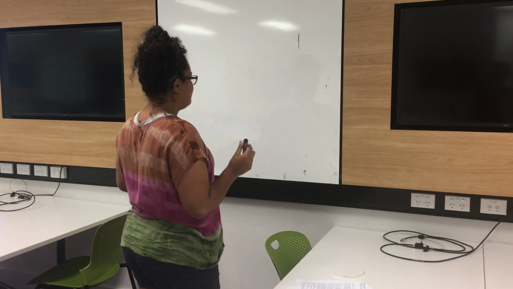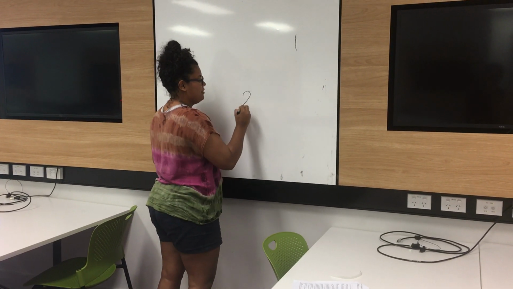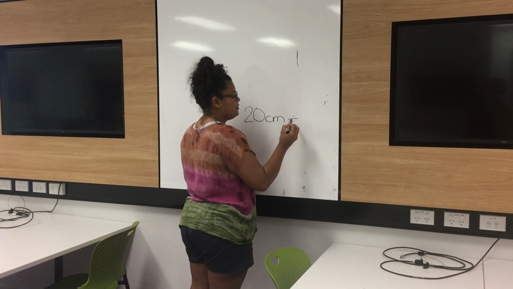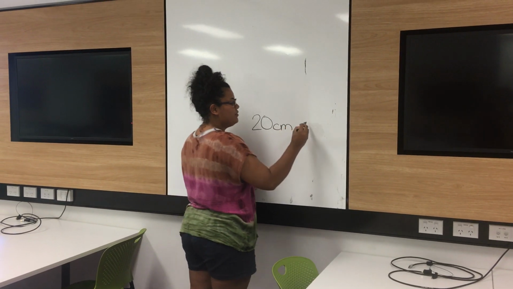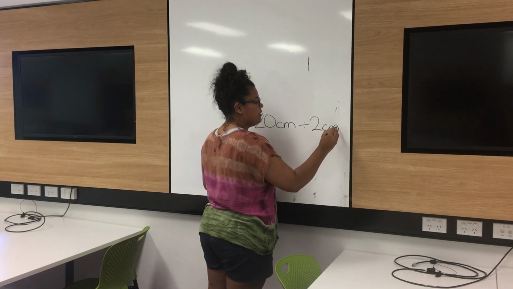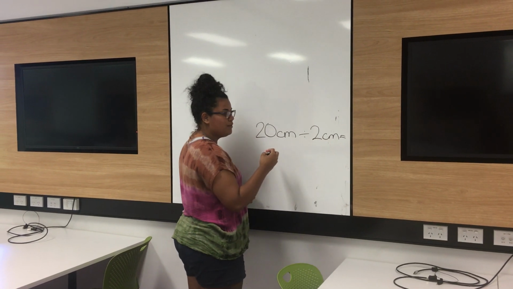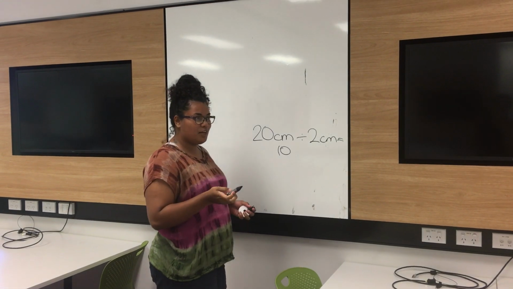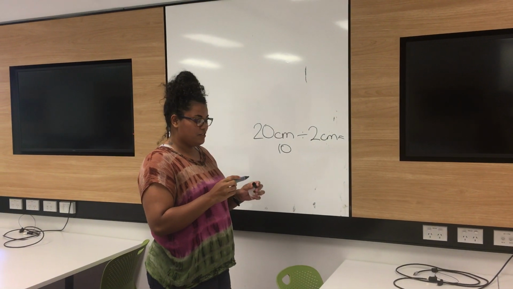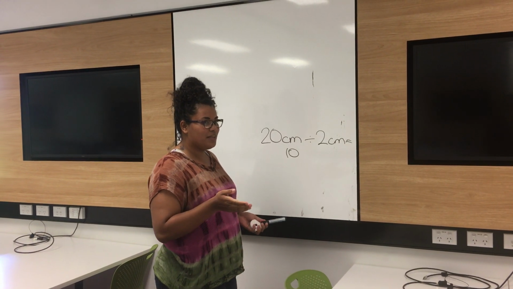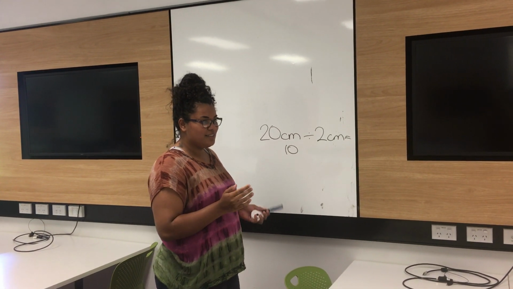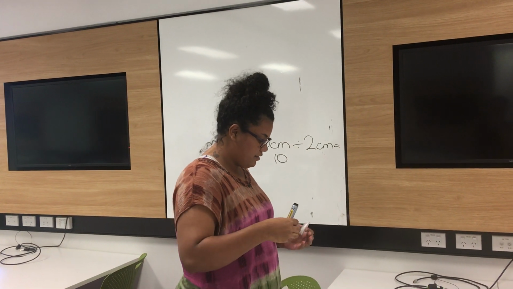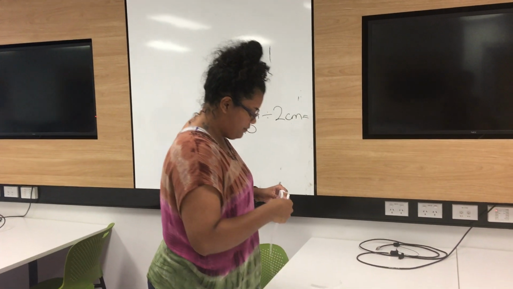That means we were doing 20 centimetres divided by 2, and that equaled 10. So 20 divided by 2 equals 10. That's another way you can actually work out division, by using subtraction. Cool? Alright, we'll do another example.